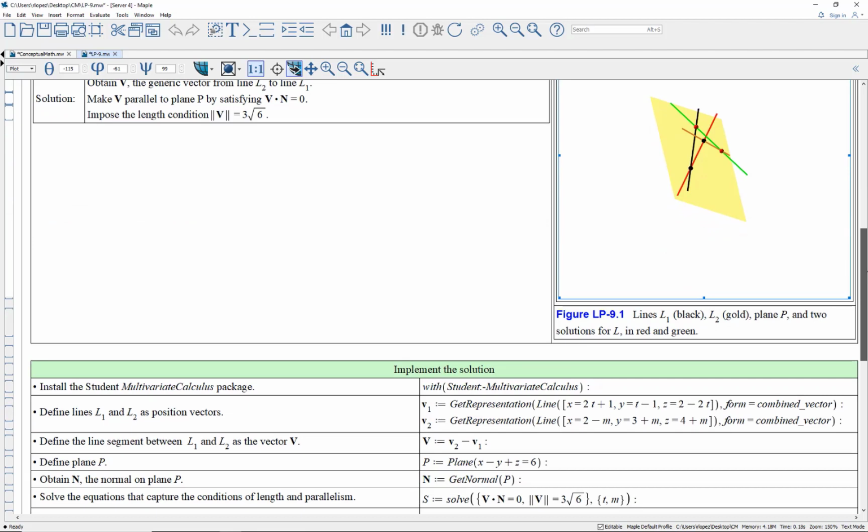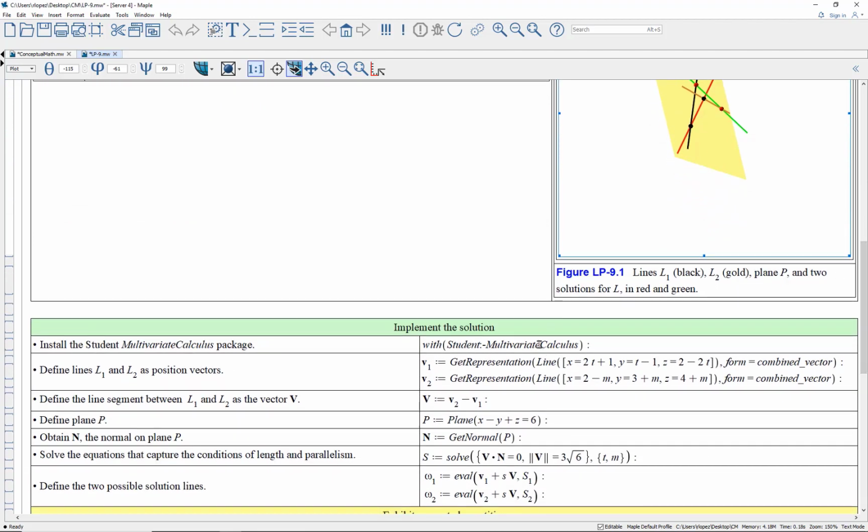So let's implement that solution. Student multivariate calculus package. We are given two lines, so let's do something with those. Line, parametric equations, and I express the line as a position vector, and I call them little v1, little v2. Big V is the vector between the two lines. To find a plane and get its normal, we need to solve two equations in the two unknowns t and m. T on one line, m on the other line. V dot n equals 0 is the parallel condition, and norm v equals 3 root 6 is the length condition. There are two solutions, so you have two lines that you'll come up with.